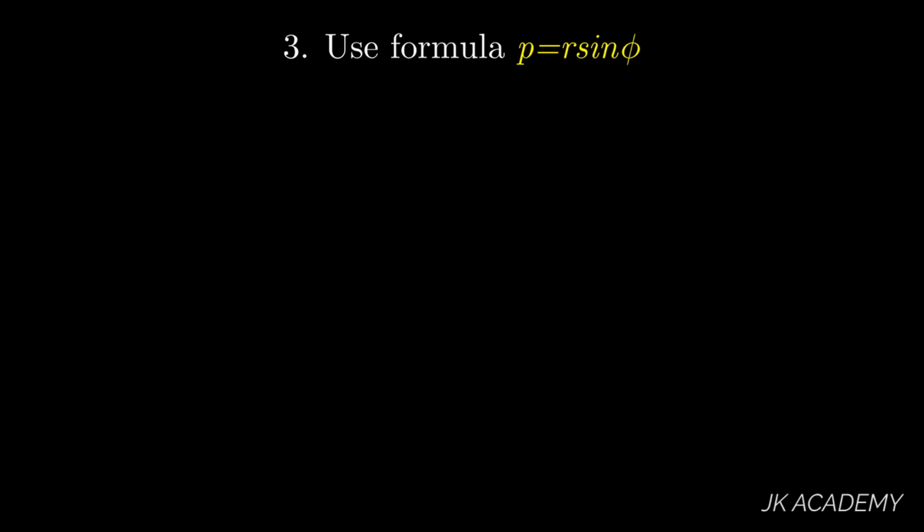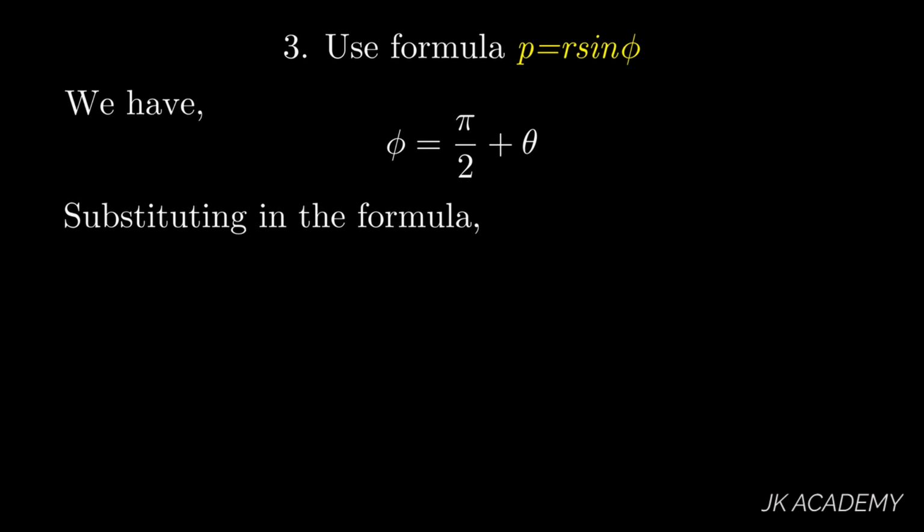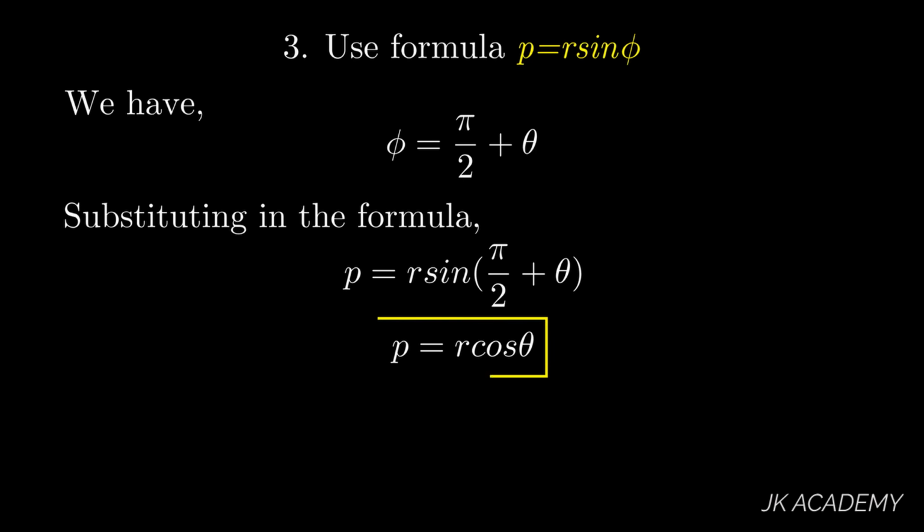Let's move to step number 3, that is use the formula p = r sin φ. In the last step, we have the φ value as π/2 + θ. Let's substitute this into the formula. So p = r sin(π/2 + θ). The sine of π/2 + θ is cos θ. So we can write p = r cos θ.